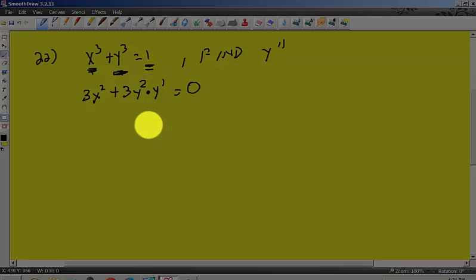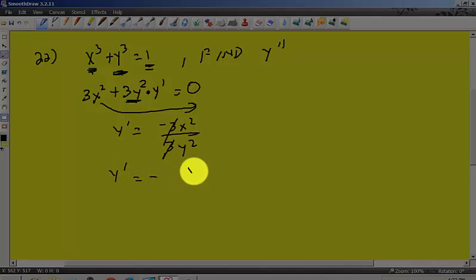Now you can stay here and take the derivative of this as is, but I wouldn't. I would want to do algebra. Every time you have to take a second or third derivative, you want to do some algebra and clean it up. So I'm going to take this to the right, and then I'm going to divide by that. So my y prime turns out to be negative 3x squared divided by 3y squared. Okay, and the 3 is going to cancel. Now y prime turns out to be negative x squared over y squared.